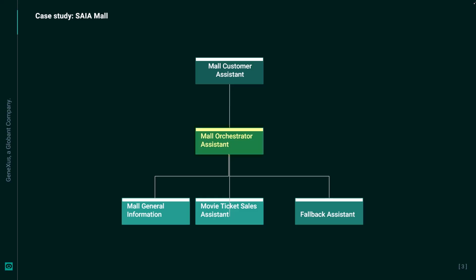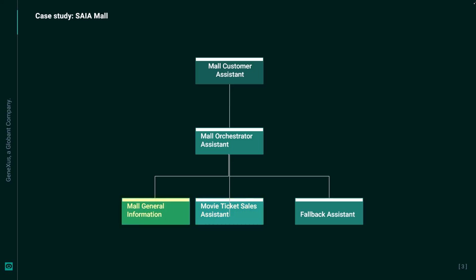Mall Orchestrator is a chat assistant whose objective is to identify the user's intent through the query and assign the assistant capable of resolving it. The movie ticket sales assistant is an API assistant capable of responding to movie theater transactional information through different API methods.